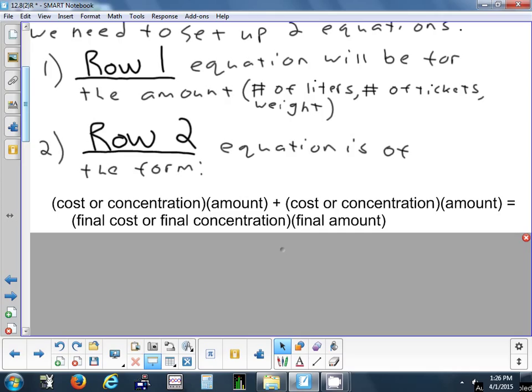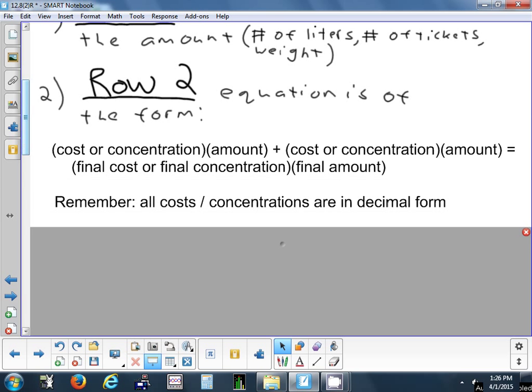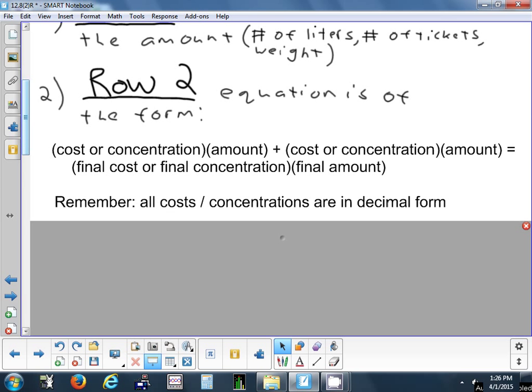Just like you guys did last night for the coins. You had like a nickel and a dime. N and D was your first row. And then in the next row, does anybody remember what they did? In row 1, you had the letters, N and D. Then in row 2, you put the money with it, like 0.10 N, 0.25 Q. So that's all you're doing here. You're putting the cost of it with that variable. It's similar to what we did yesterday.